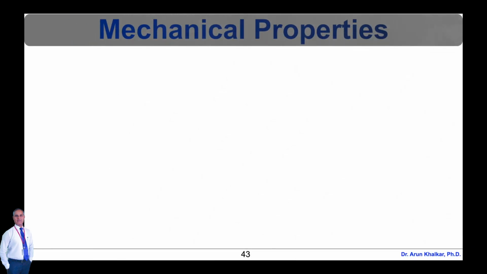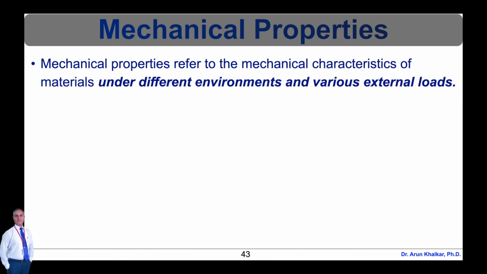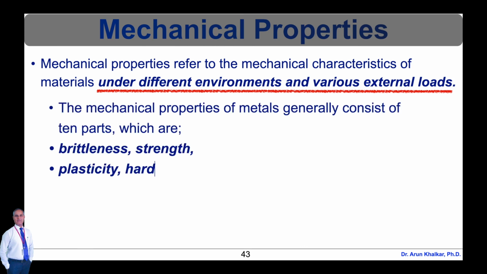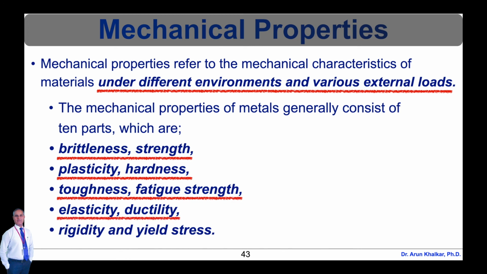Now let's see the mechanical properties of nanomaterials. Mechanical properties refer to the mechanical characteristics of materials under different environments and various external loads. Different materials exhibit different mechanical properties. As for the traditional materials, the mechanical properties of the metals generally consist of 10 parts, which are brittleness, strength, plasticity, hardness, toughness, fatigue strength, elasticity, ductility, rigidity, and yield stress.